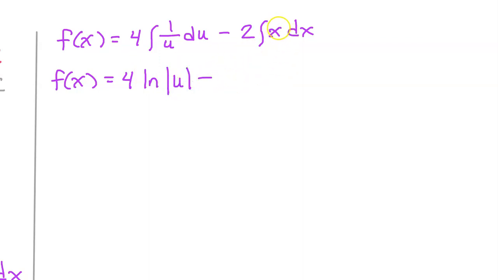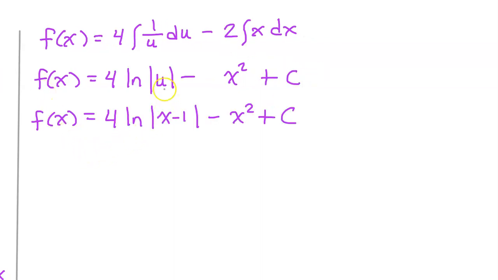Adding 1 to this exponent, I get x squared, and then I divide by my new exponent, but that's 2 divided by 2, so the 2 cancels out. And then I just have plus c. Remembering that u is x minus 1, we have this. All we have to do is find the value of c.